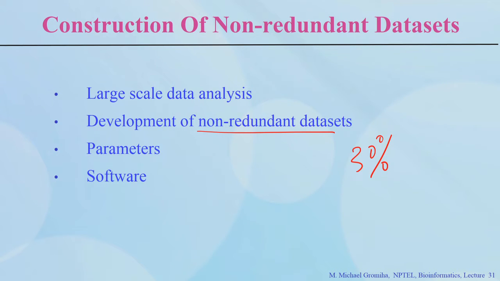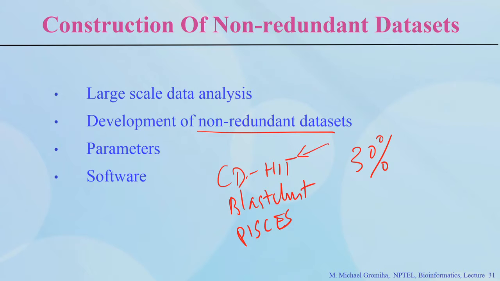So, what are the various programs we discussed? CD-HIT, BLASTClust and PISCES. What is the principle used in CD-HIT? Clustering, K-means clustering. You form different clusters, then you pick a representative from each cluster. It works like the clustering techniques.